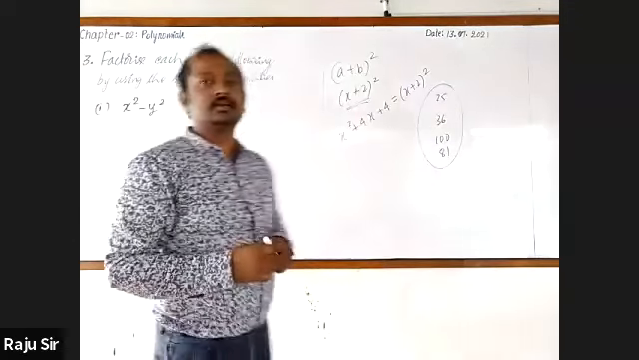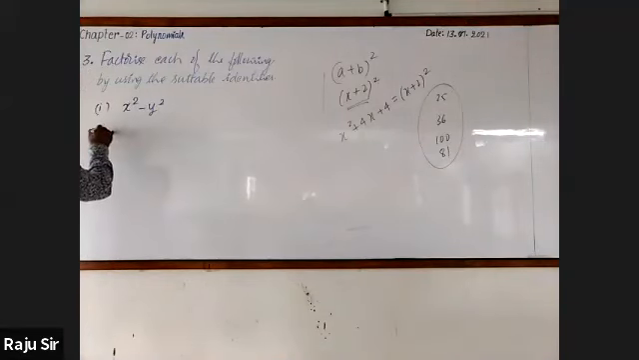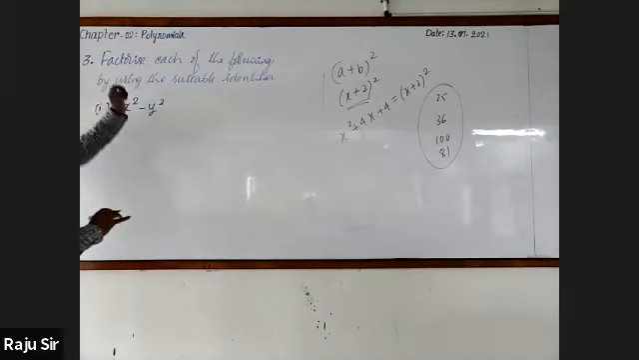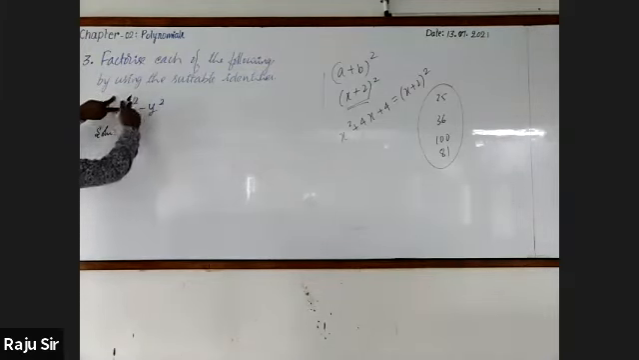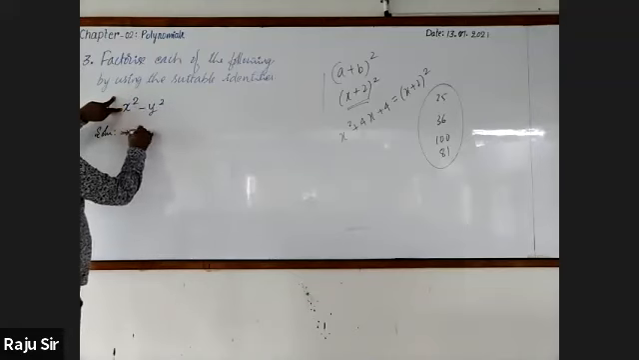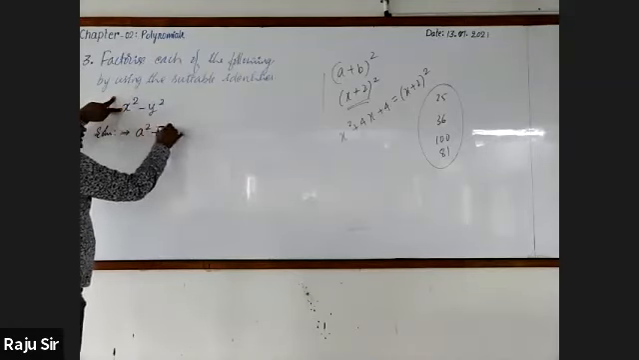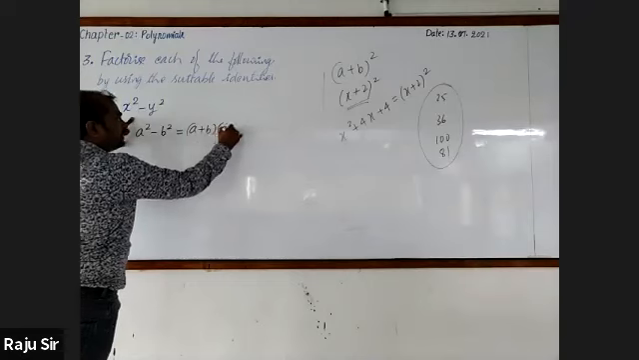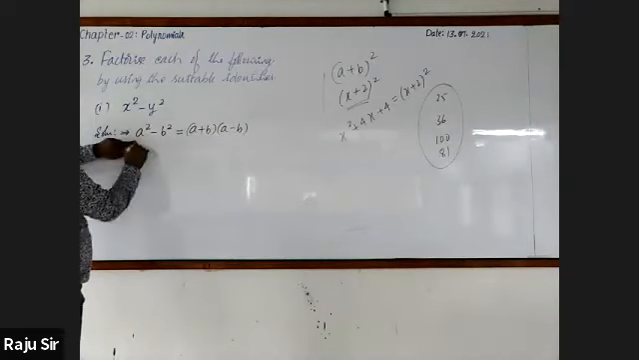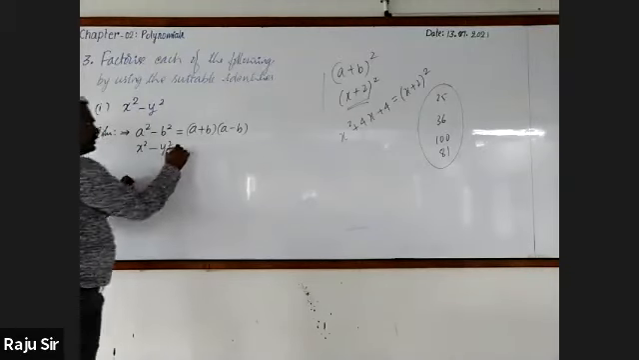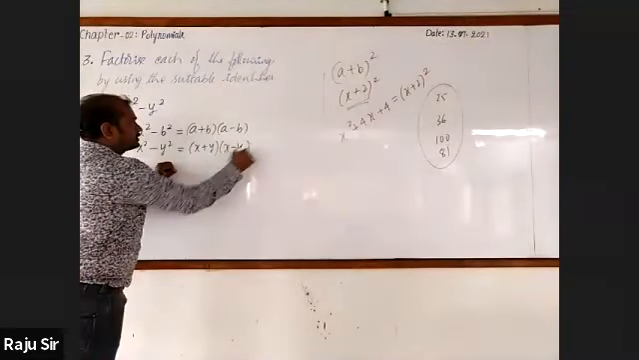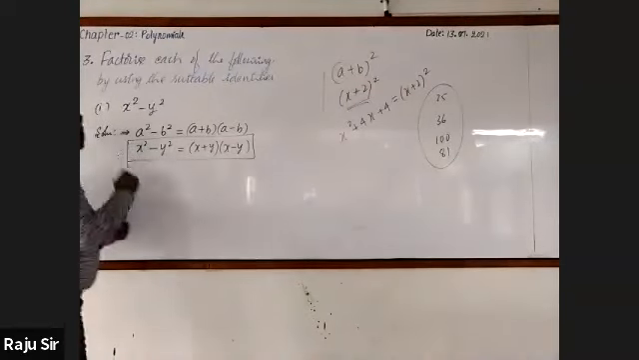Then which identity can you use? (a plus b) into (a minus b). Everybody, just look here. x square minus y square is of the form a square minus b square, and this can be written as (a plus b) into (a minus b), where a is x and b is y. So it is (x plus y) into (x minus y). This is the factorization of x square minus y square.